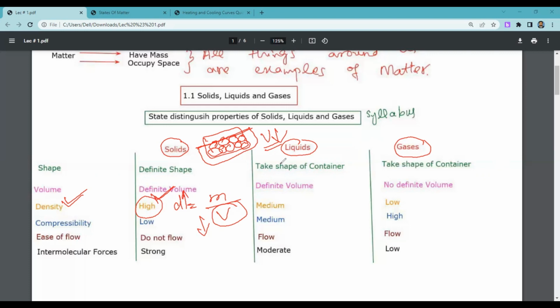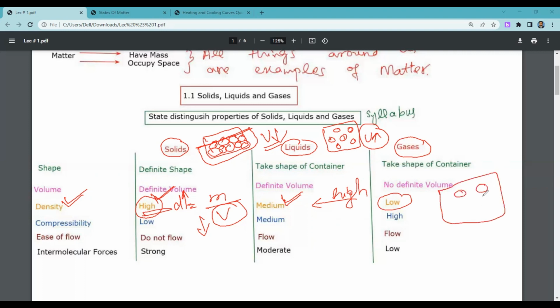While liquids, because their particles are farther apart compared to solids, have somewhat higher volume. If they have higher volume, then their density will be low as compared to solids, but their density will be high as compared to gases. While gases have large interparticle distance, their particles are very far from each other. Therefore, their density will be low because of high volume.